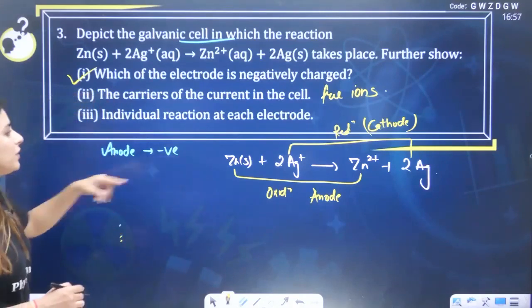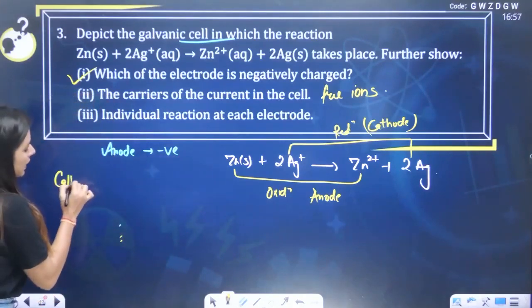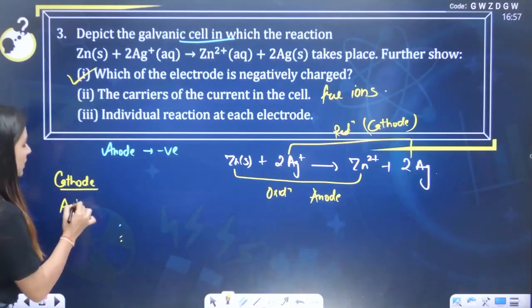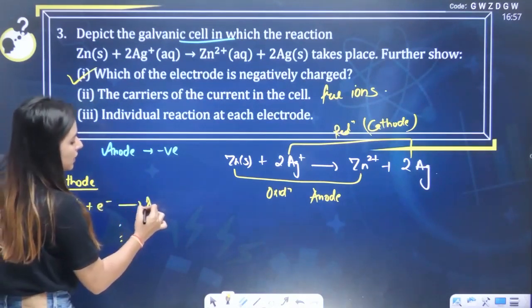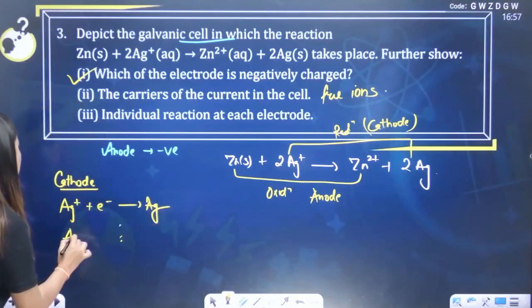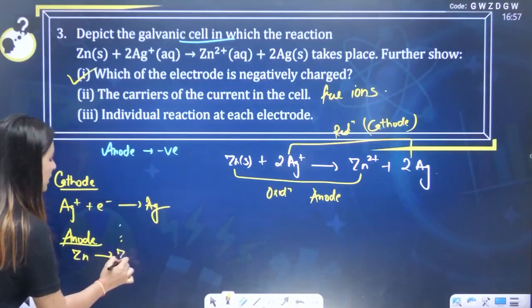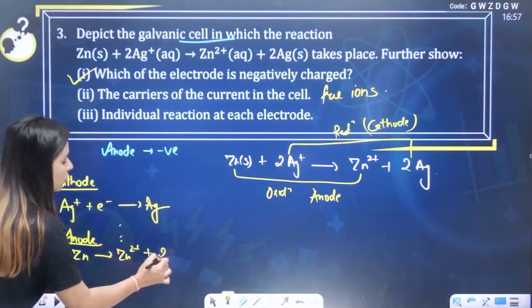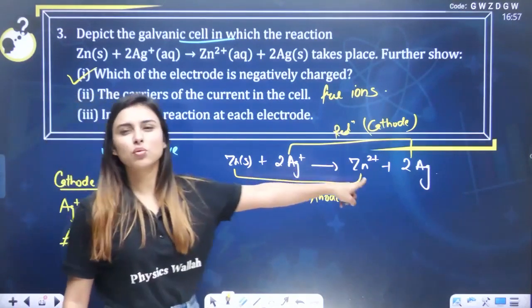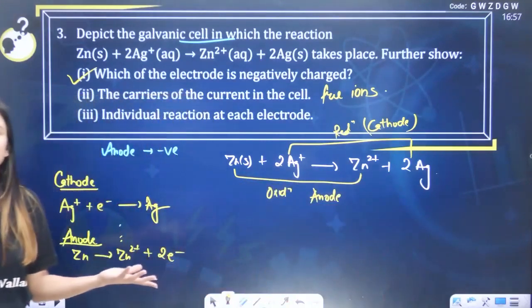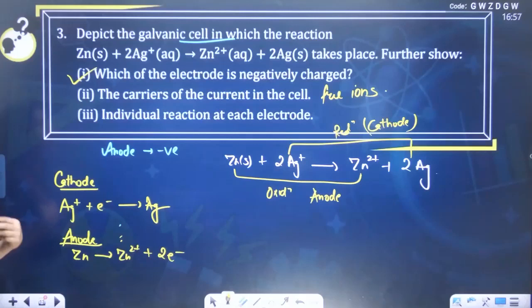So easy. We have found out cathode, and at cathode reduction takes place. Reduction from Ag plus to electron will give you Ag. And if you talk about anode, at anode oxidation takes place. Then zinc will go into zinc 2 plus 2 electrons. So this is how you will solve this particular question. I hope you're clear with this. If you want to pause, pause, write, and then we'll move forward.